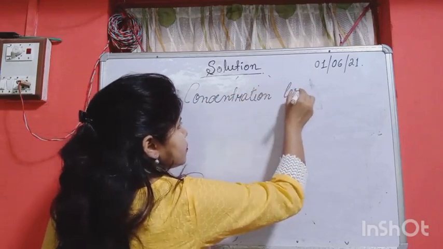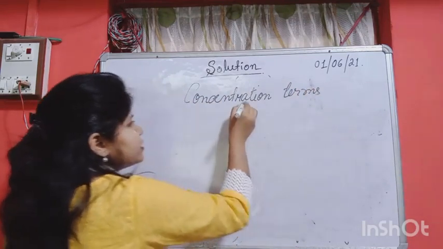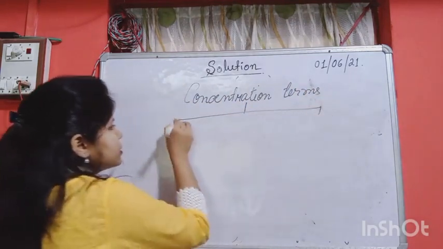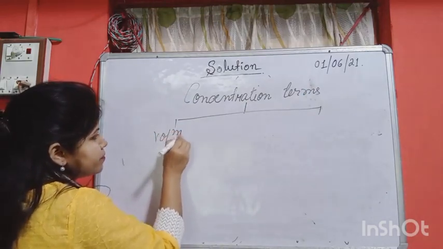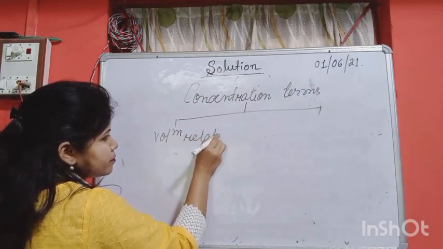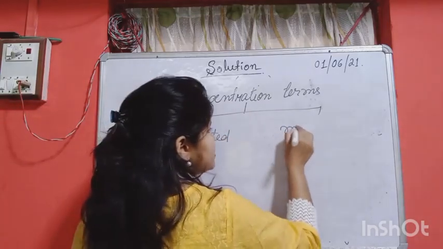Okay, so we are dividing concentration terms in two parts. The first part is volume related and the other one is mass related.